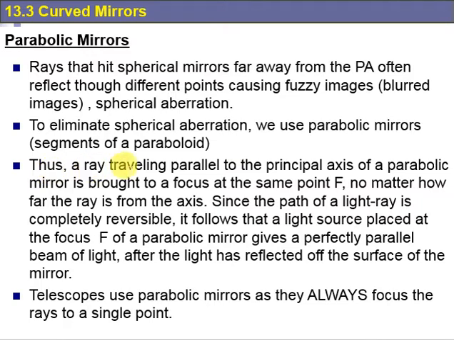Thus, a ray traveling parallel to the principal axis of a parabolic mirror is brought to a focus at the same point F, no matter how far the ray is from the axis. So here it doesn't matter if the ray is near or far from the axis, because we are using a parabolic mirror. Okay, since the path of a light ray is completely reversible, pay attention here, it follows that a light source placed at the focus point F of a parabolic mirror gives you a perfectly parallel beam of light after the light has reflected off the surface of the mirror.